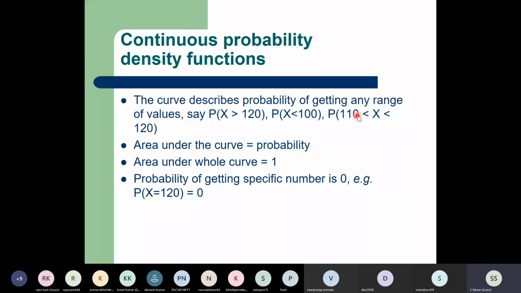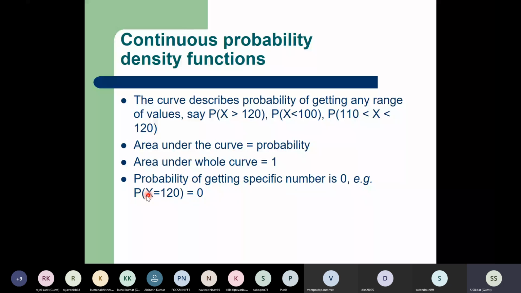Basically, the area under the curve is probability, and the area under the whole curve is 1. So if you look at the normal distribution curve, the Gaussian curve, the whole area is 1, which extends from minus infinity to plus infinity. And for a specific single number, the probability is 0.